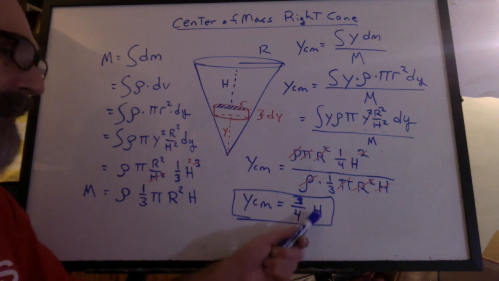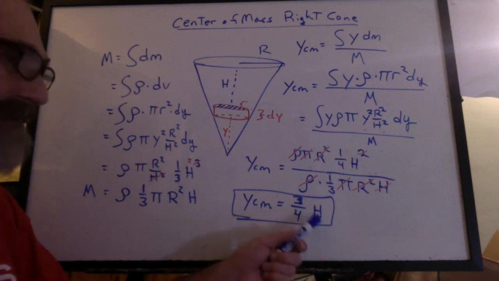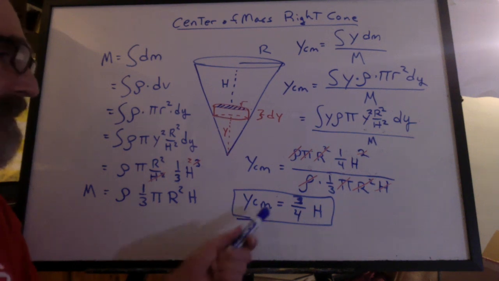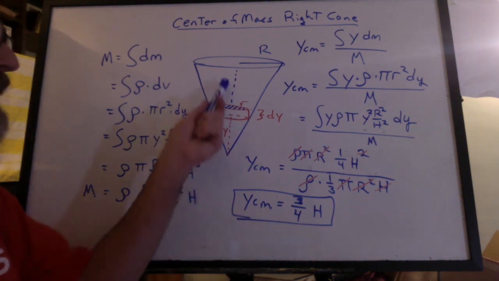Good thing we only have a power of 1 here, because that is a distance, and that's what that should be. You think that makes sense? It's sure got to be more than halfway up.